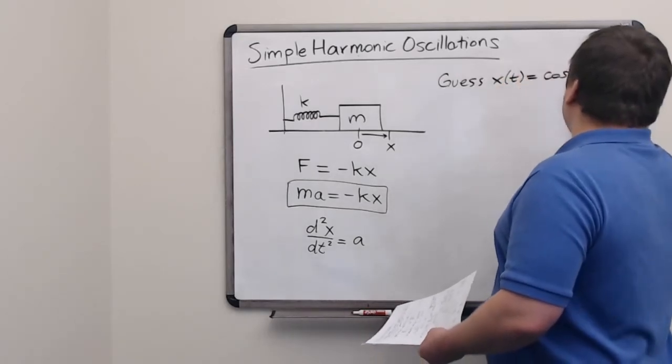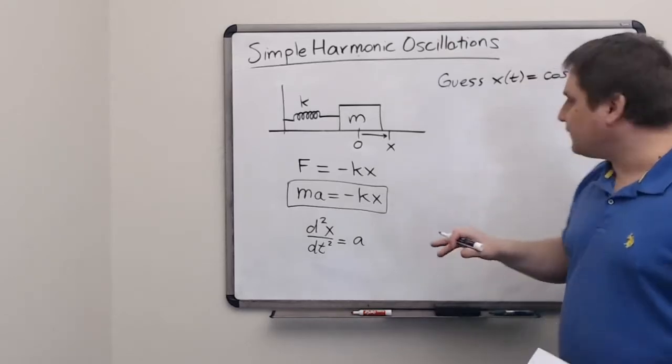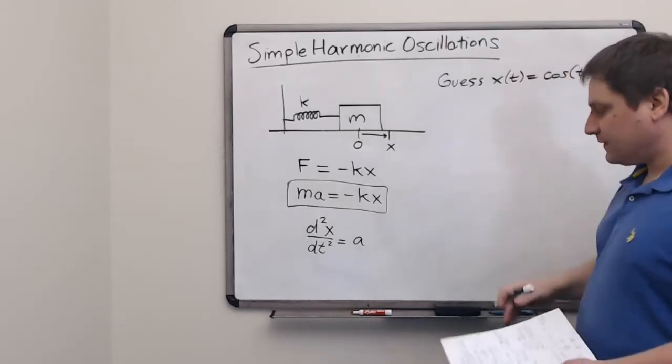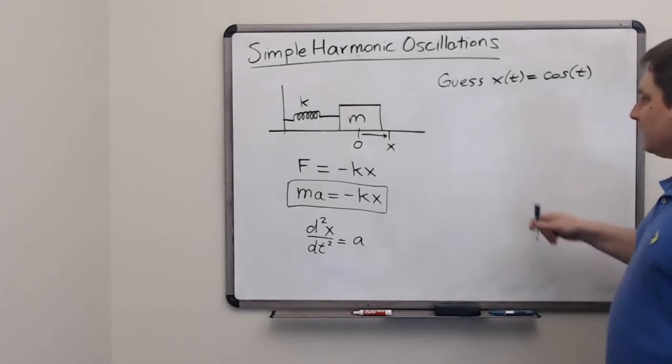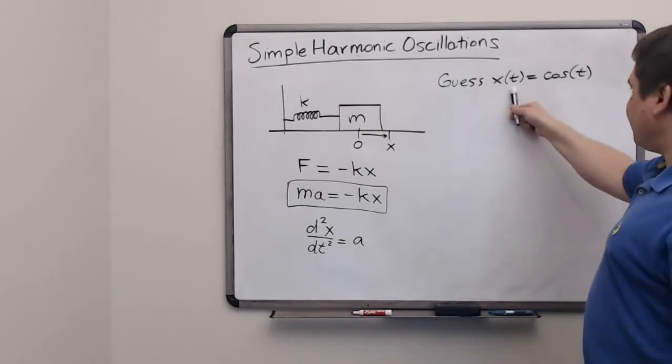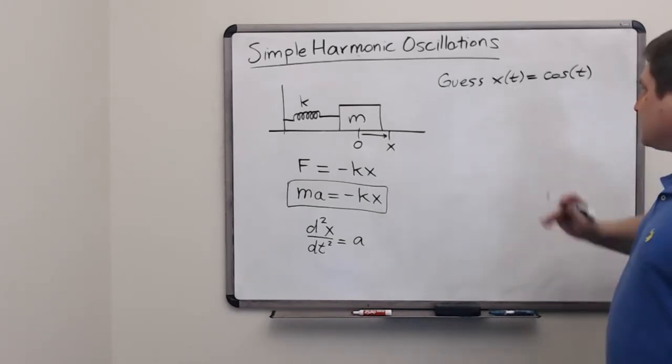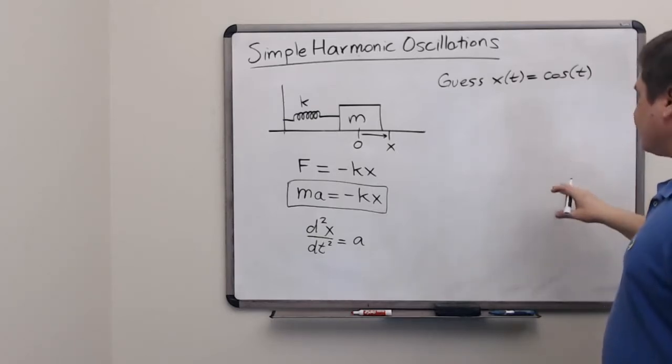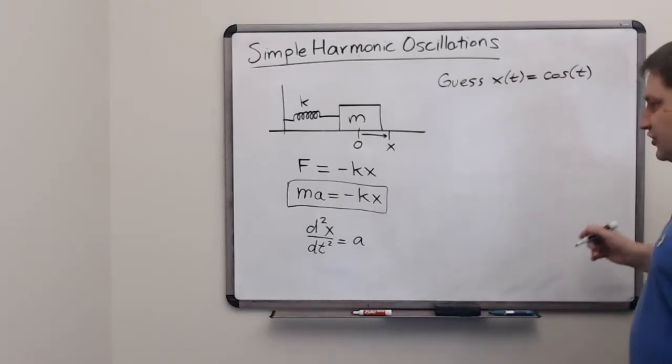This is a very crude guess. It doesn't have the right units or anything, but we're just trying to figure out what this kind of equation could mean. So let's guess that the position versus time function is just cosine of t. We could choose sine, not any difference to what works out, but we'll just choose cosine and check.